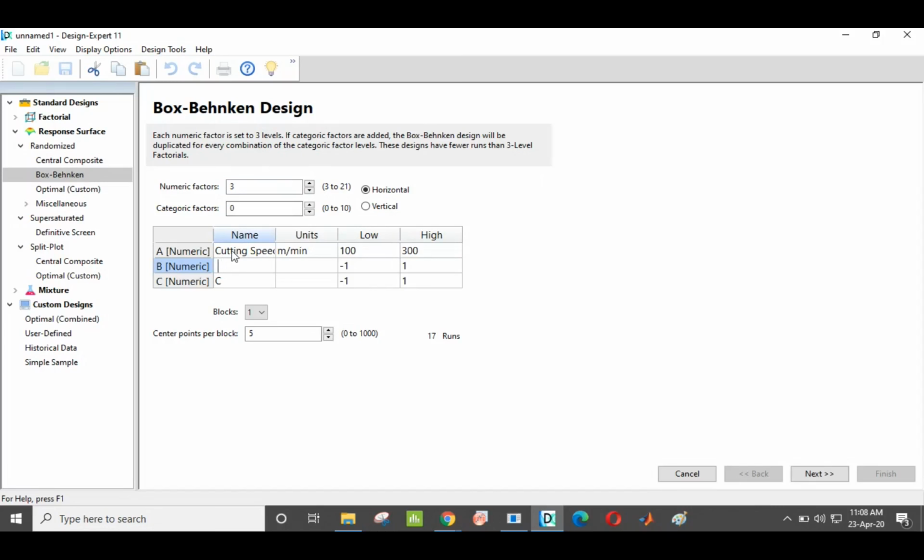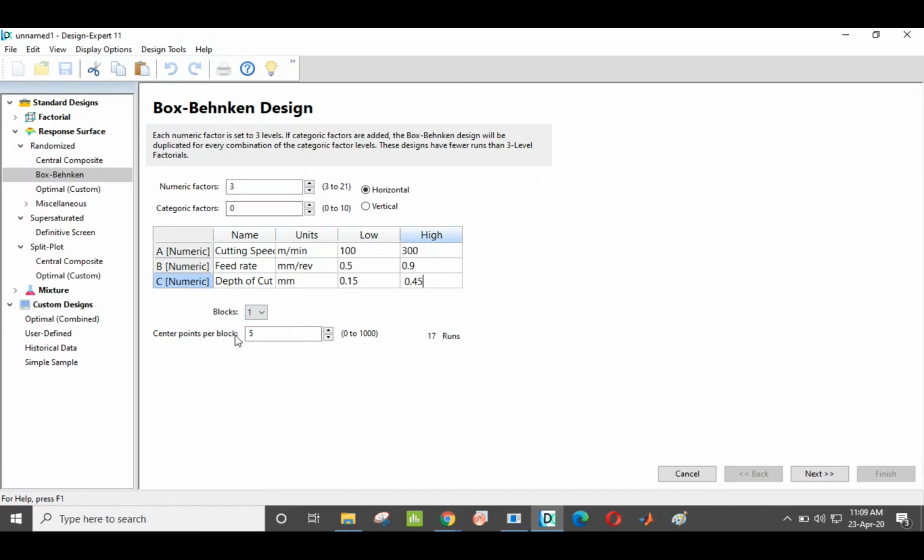In the case of the second, it is the feed rate, in millimeter per revolution, from 0.5 to 0.9. Then this is the depth of cut, in mm. It is 0.15 to 0.45. So the total number of runs here is 17.